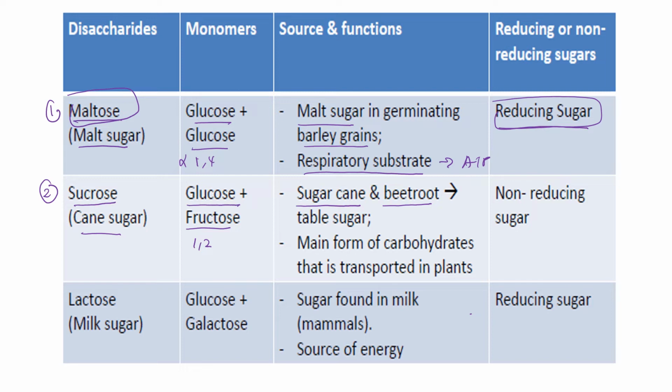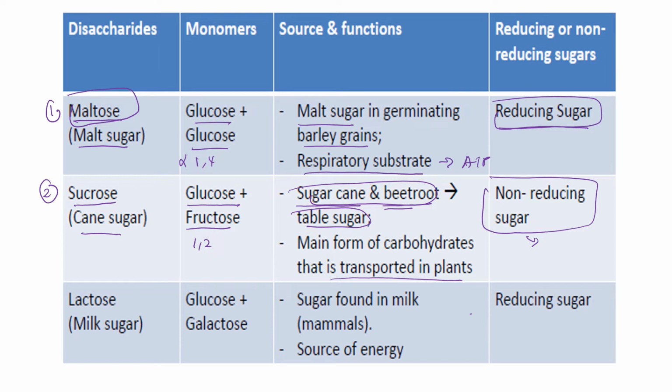You can search if you don't know what a beetroot looks like, so you can Google to find out what a beetroot looks like. And then these are the sources to produce your table sugar, the daily sugar that you use. Okay, and then it is the main form of carbohydrate that is transported in plants. So it is a non-reducing sugar, so it means that when you mix a sample containing sucrose with Benedict reagent, it won't change color. The color will remain blue.